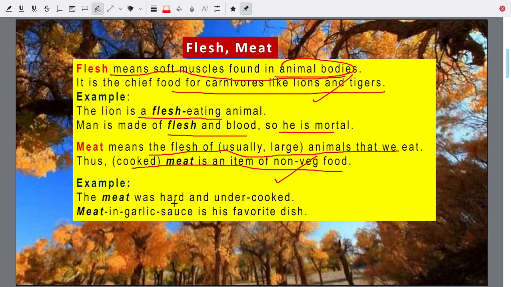The meat was hard and undercooked because it was not properly cooked or marinated. It was hard. Meat in garlic sauce is his favorite dish. This is a cooked flesh of a large animal, maybe mutton or chicken. So meat cooked in garlic sauce is his favorite dish.